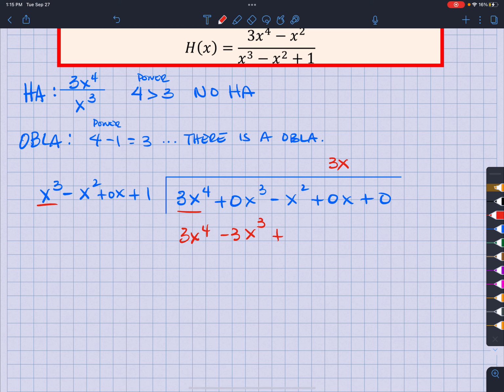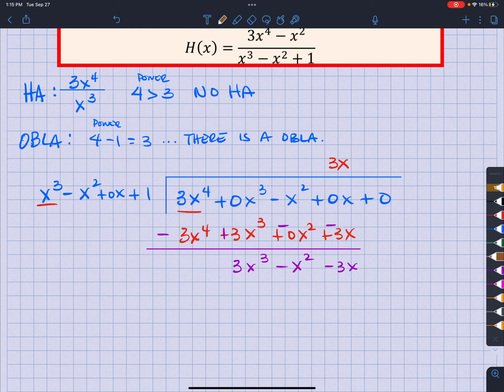So this would be plus 0x squared plus 3x. There we go. That's better. So then we have to flip all the signs and add. So that goes away. I get 3x to the third minus x squared minus 3x, and then bring down the last term, which is plus 0.